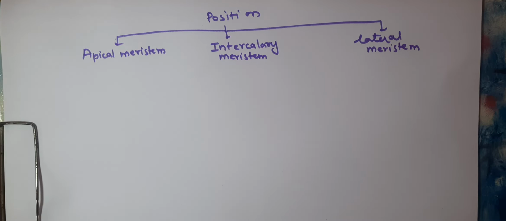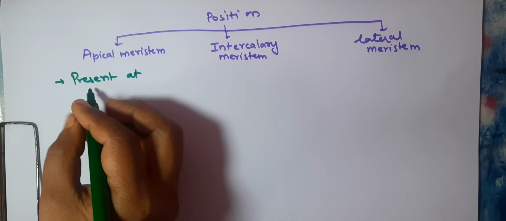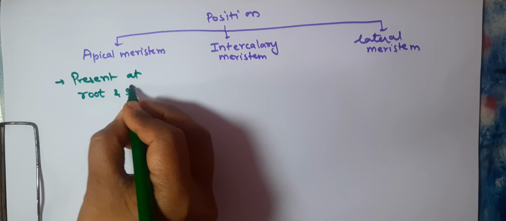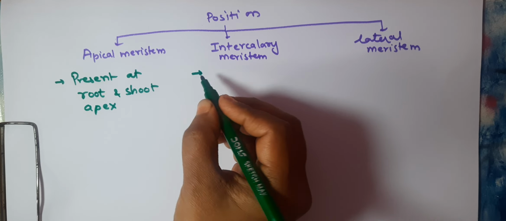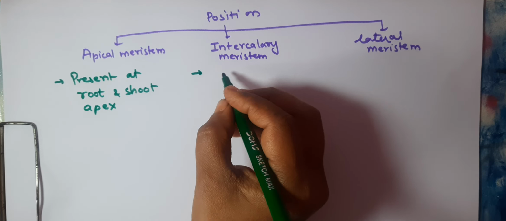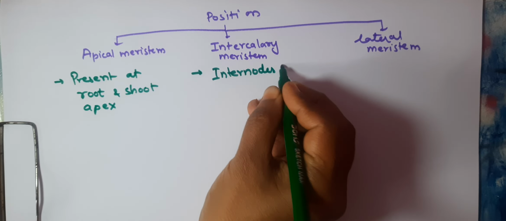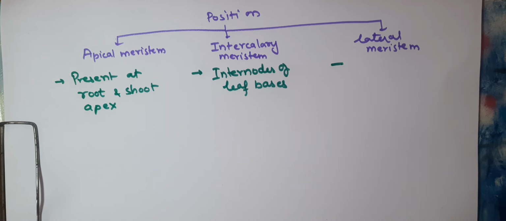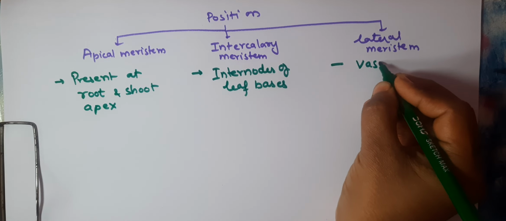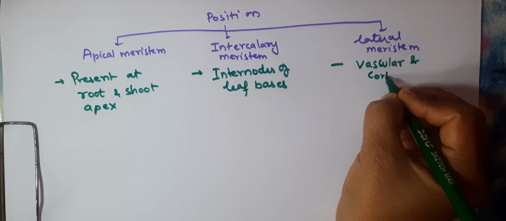The apical meristem is present at the root and shoot apex. Whereas the intercalary meristem is present at the internodes of leaf bases. And the lateral meristem is present at the vascular and cork cambia.